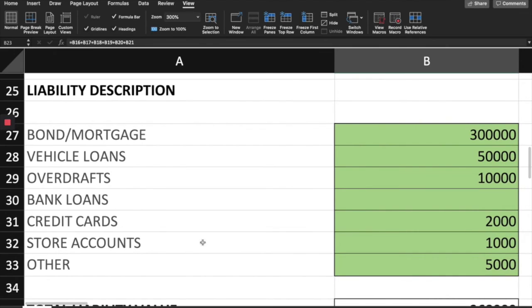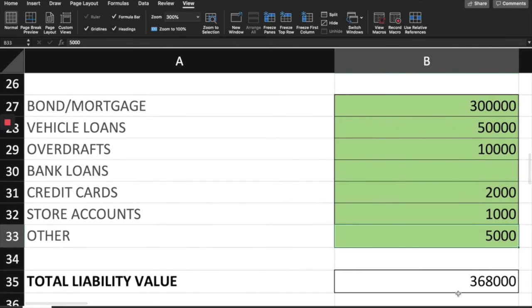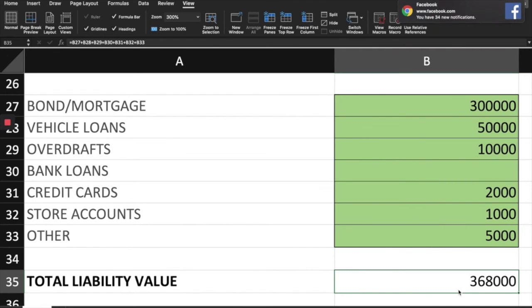Under liabilities, also first of all look at your property. How much do you owe on it? On your cars, how much do you owe on your cars? Overdrafts, bank loans, credit cards, store accounts, this will be clothing accounts, any short-term debt. And if you do owe any person some money, please put it in under other, and then the total liability will be worked out. So now we need to take your total assets minus your total liabilities, and this will give you a net asset value.